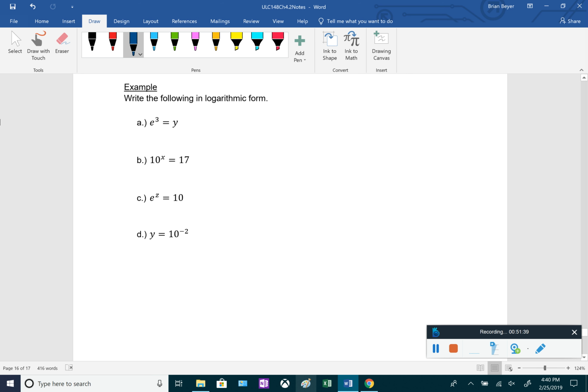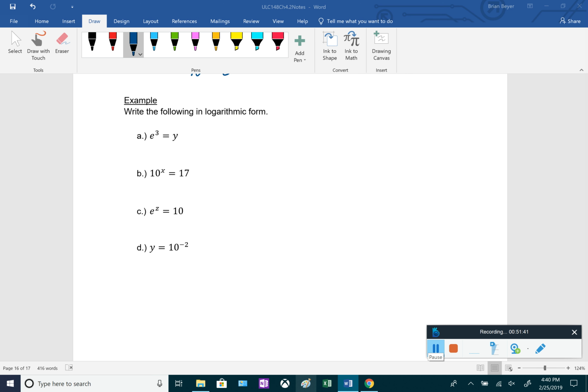Okay, so let's go over the other way. So e cubed equals y. So it's going to be the exponent equals something. So this is base e, so it's going to be the natural log of y. So 3 equals ln of y. Next one, 10 to the x equals 17. So this is going to be the exponent equals something once again. And it's going to be log base 10, because it's base 10, of 17. So we didn't have to write the base because it was base 10.